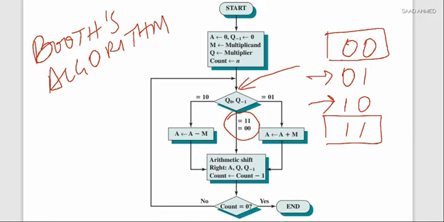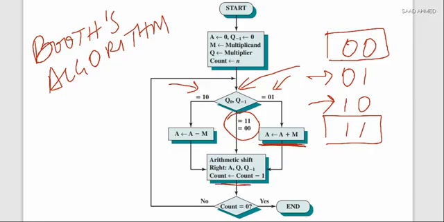When checking, if you get 0 1, that is Q0 is 0 and Q minus 1 is 1, then you will perform this step, A plus M, and the result is transferred to A. And if you get 1 0, you will subtract M from A, that is A minus M, and the result will be put in A. So the decision at this step is that if it is 0 1, you add A and M, and if it is 1 0, you subtract M from A. If the bits are the same, you go straight to the shift operation.